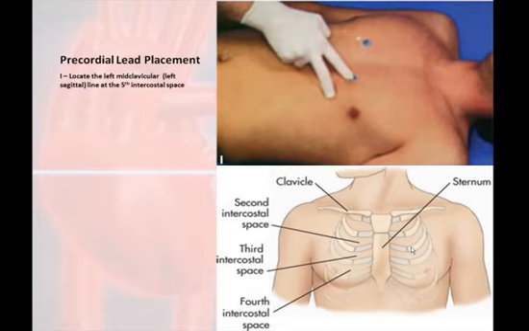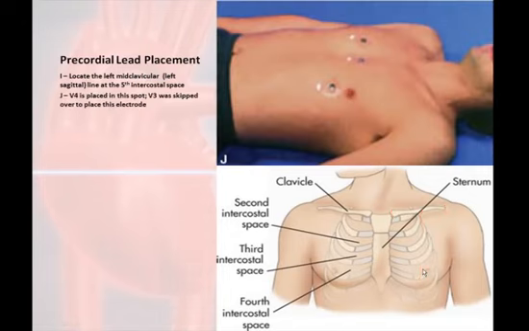Our next step is that we're going to find the left midclavicular or sagittal line in the fifth intercostal space. We're going to use the midclavicular line, which means I'm going to start here, and I'm also going to look over here, and I'm going to go from the midclavicular line down to the fifth intercostal space. Once I find the midclavicular line, fifth intercostal space, I'm going to place V4.